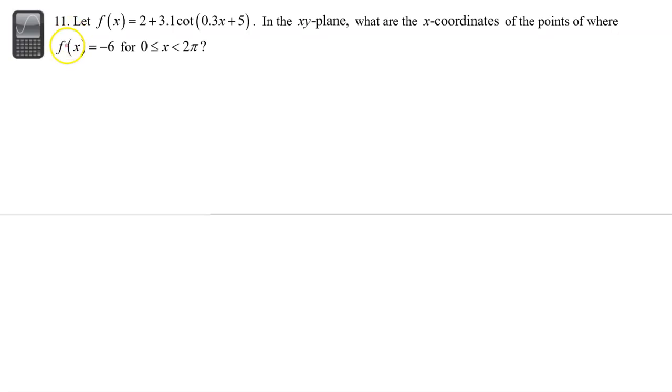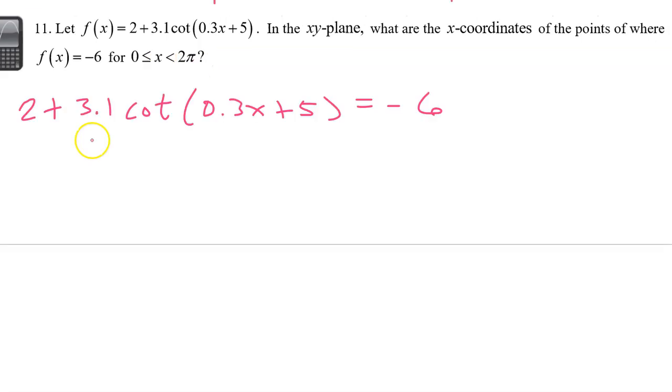This last problem is calculator active. Let f of x equal 2 plus 3.1 times the cotangent of 0.3x plus 5. In the xy plane, what are the x-coordinates of the points where f of x is equal to -6 on the interval from 0 to 2 pi? In other words, we need to set f of x equal to -6 and solve.